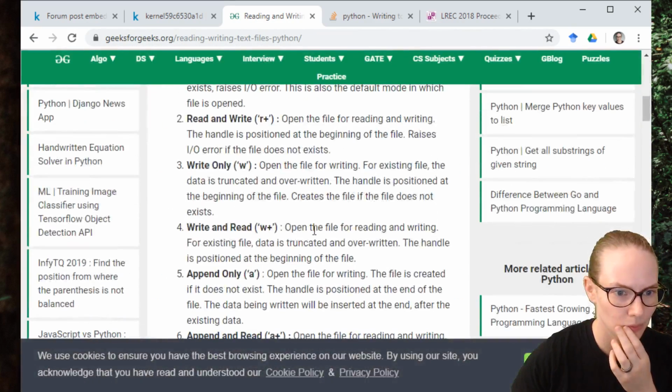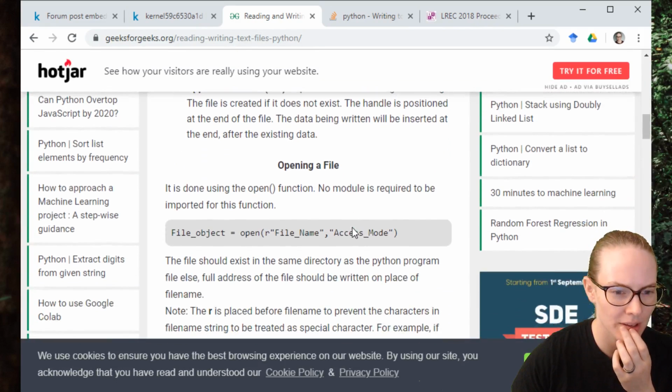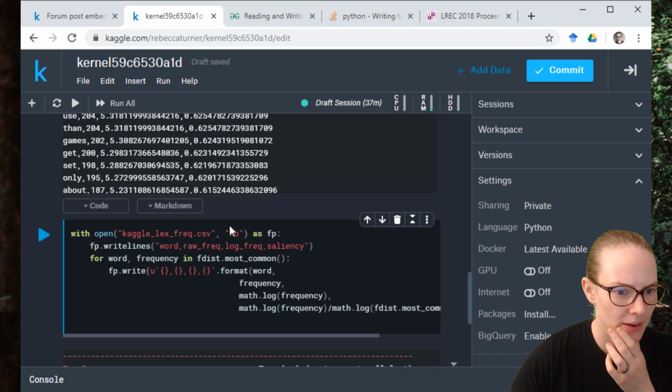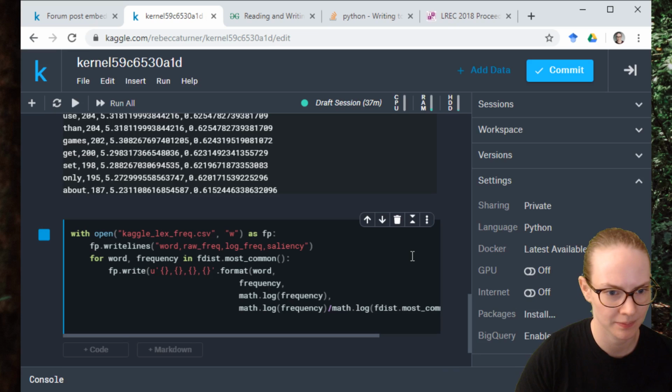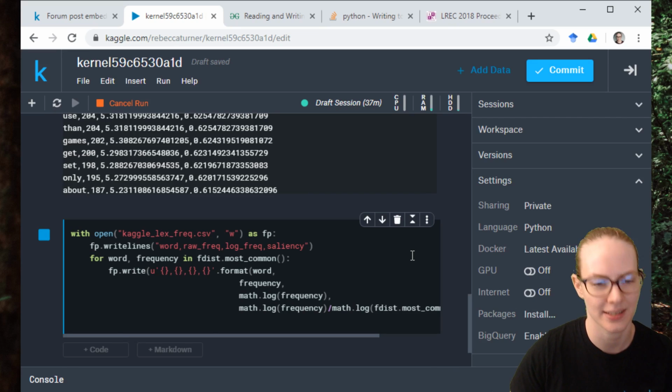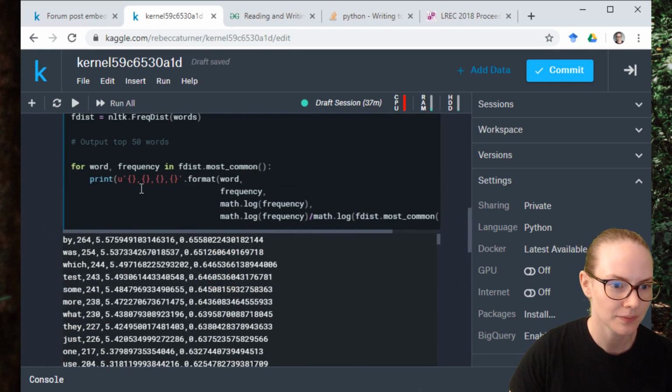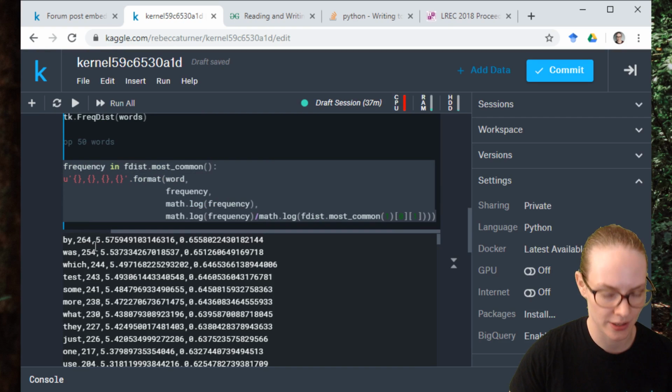Read plus write, write only. Oh, wait. It does not need to be binary. Yeah, okay, excellent. So the reason was that I was saying WB, which is write bytes, and I didn't actually care about the bytes. I cared about the text strings.